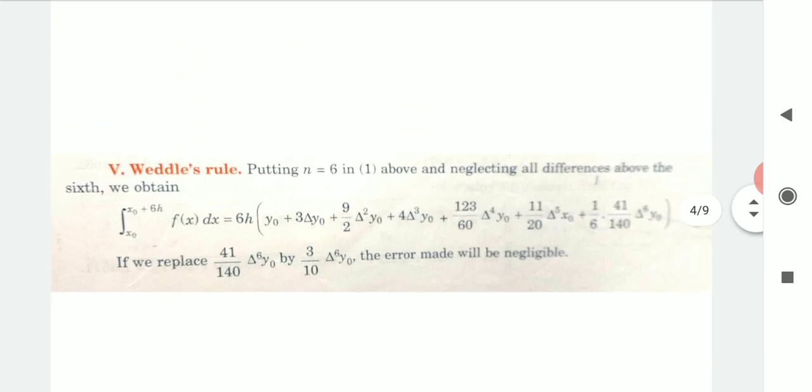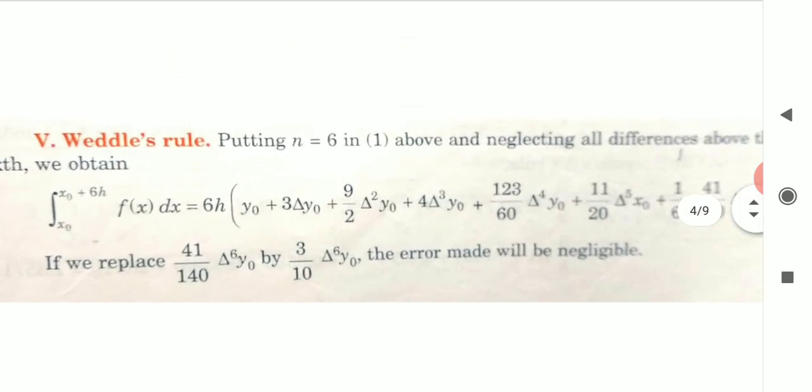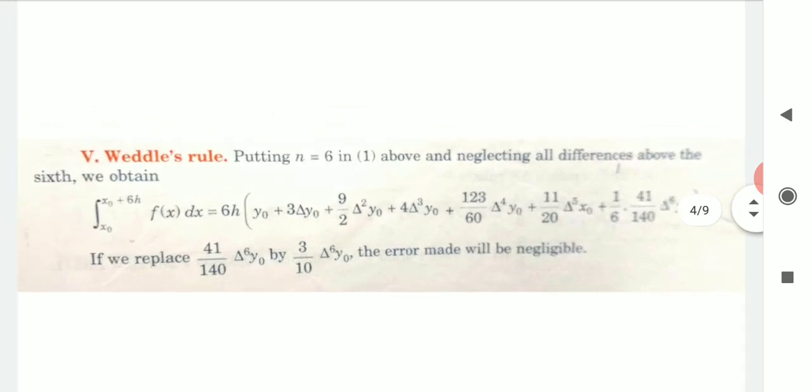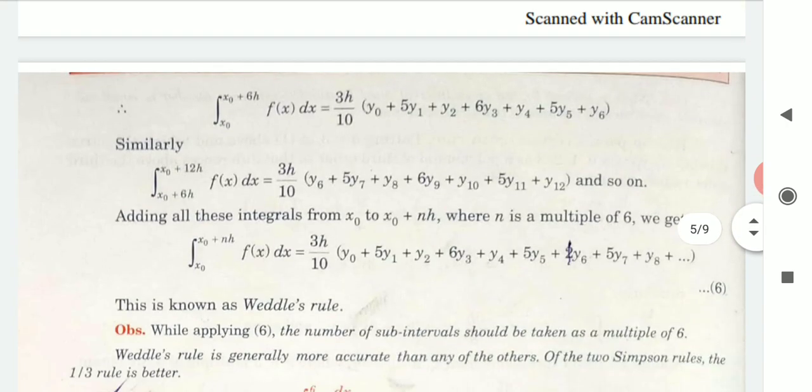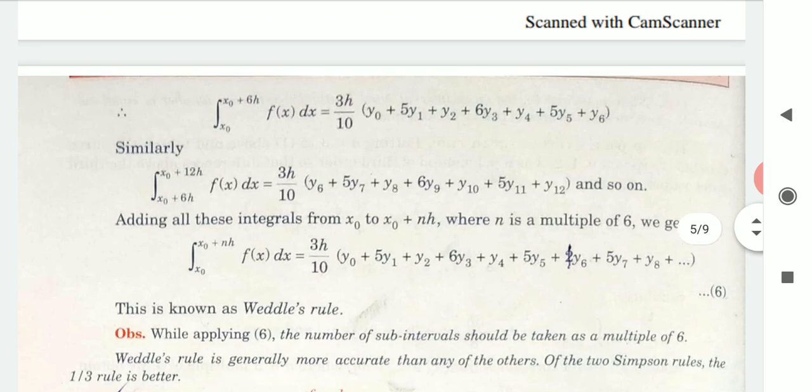If this replacement of 41 by 140 with 3 by 10 is done, then everything will be smooth inside that bracket and they will get integration x0 to x0 plus 6h f(x) dx equals 3 by 10 into h into y0 plus 5 times y1 plus y2 plus 6 times y3 plus y4 plus 5 times y5 plus y6. You can see a beautiful pattern there. What is that pattern? 1 5 1 6 1 5 1. Is that clear? 3h by 10 into that, and the rest will keep going. The pattern is 1 5 1 6 1 5 1, right?